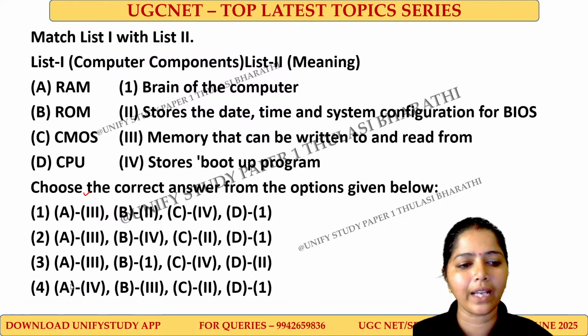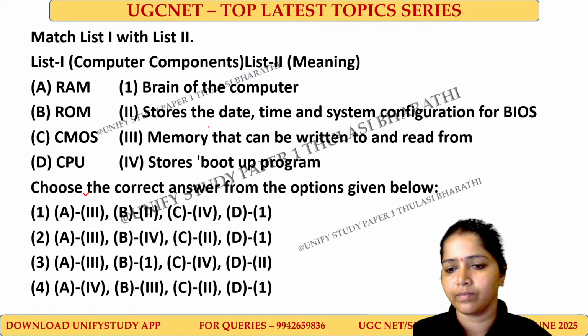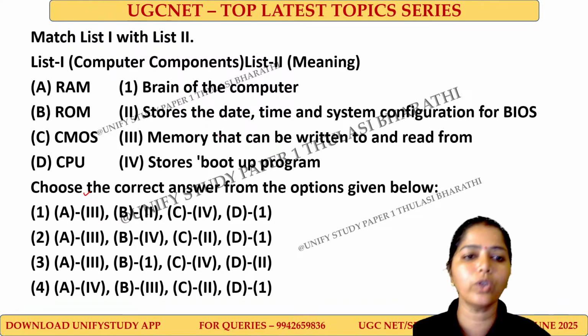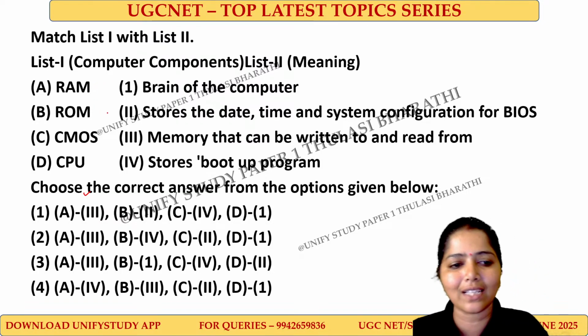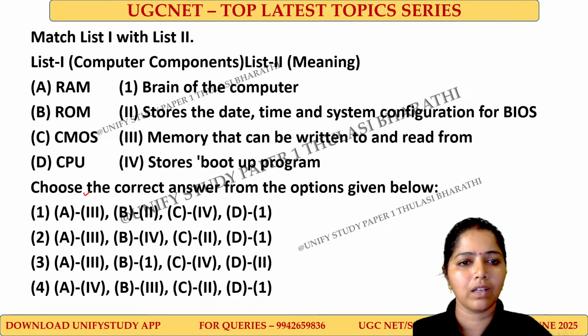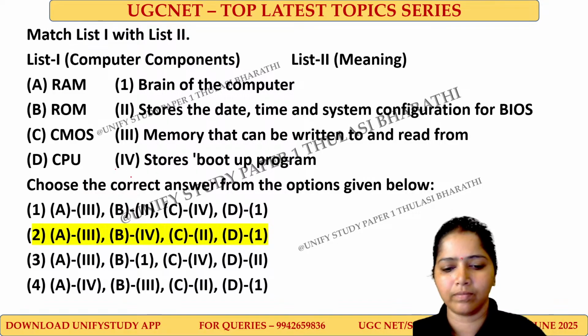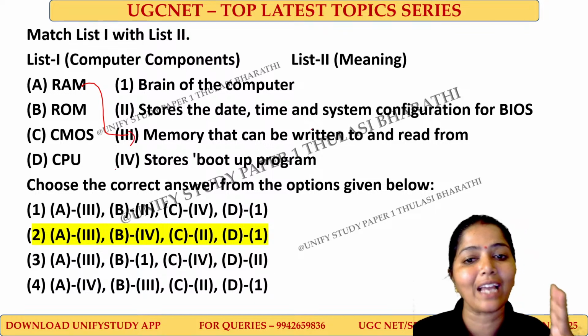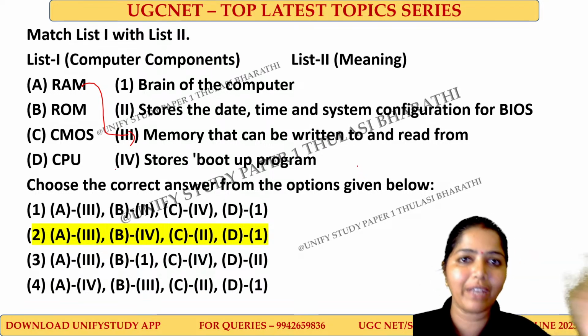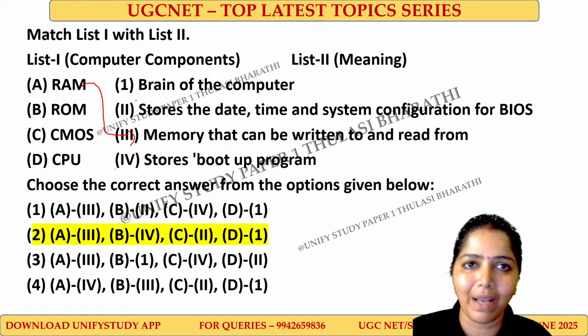Very good, Akhila is answering, very good. Priyam, very good. The right answer for this question is option number 2. RAM means what? Random access memory, the memory that can be written to and read from, where we can do both. Read and write can be done in random access memory.